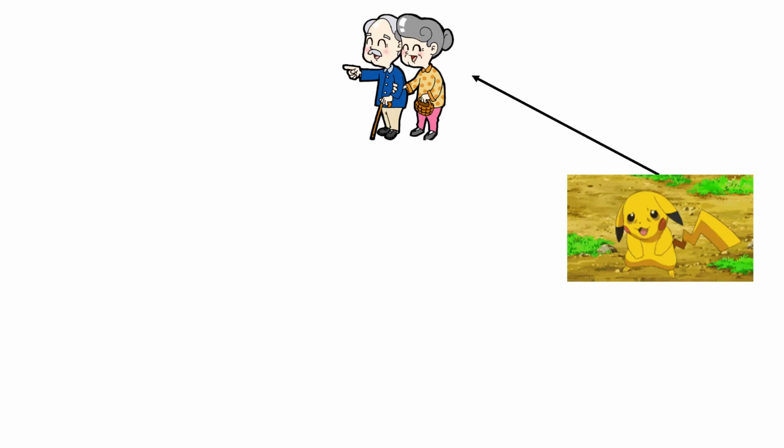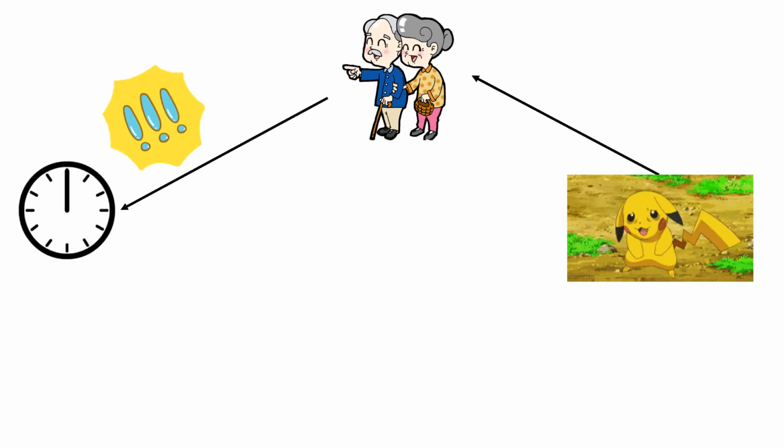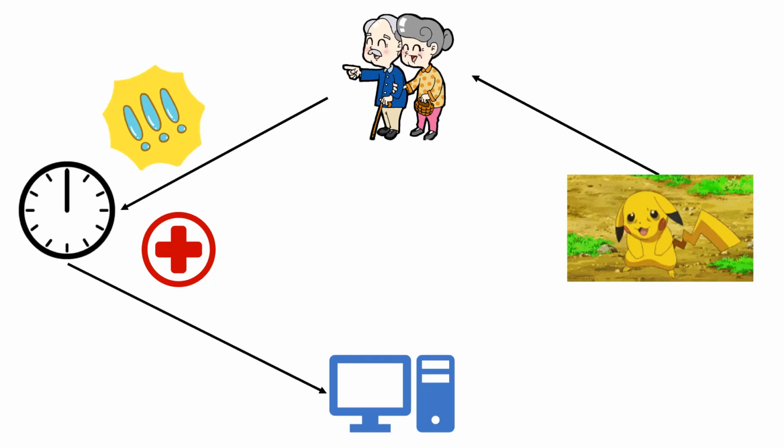Falls are a common occurrence for people, especially the elderly group. The time between the fall impact and the first aid delivered is crucial. Therefore, a system must monitor the elderly continuously to detect a fall.